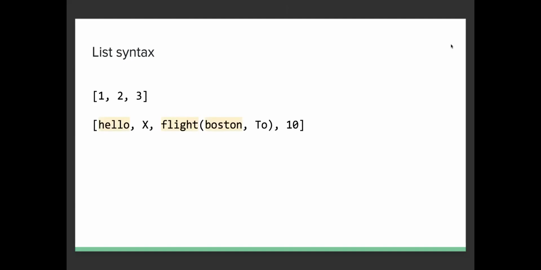So you can have a list that contains an atom, hello, a variable X, a complex term flight, which contains also a variable inside, and then a number, okay? And of course, you can have lists that contain other lists. And again, you can mix everything with everything, right? There is no rule to it. You can put everything together.